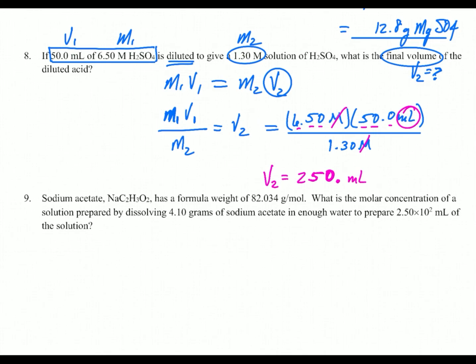And the unit is milliliters. Now, be careful if you're doing a multiple choice test. For this one, it said, what is the final volume of the dilute acid? And it did not specify units. In that situation, the safe assumption would be that it's milliliters.